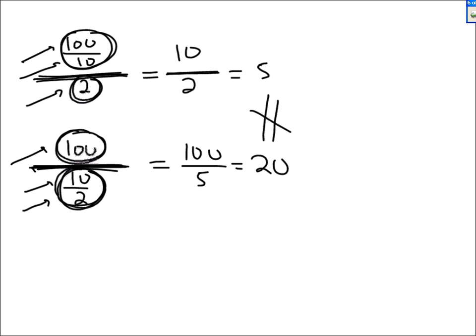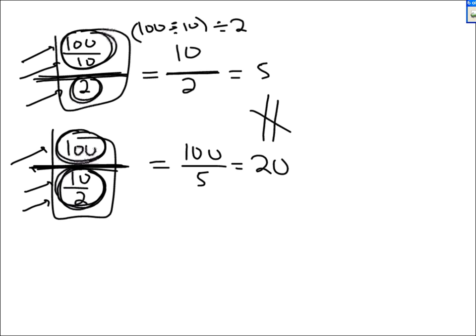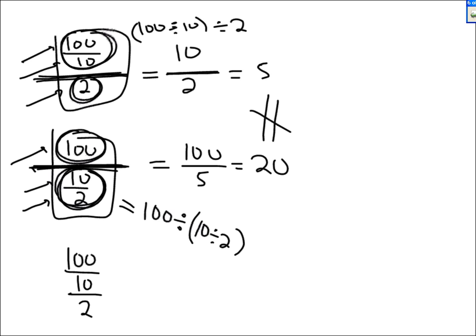Old-fashionedly, we would write this here as 100 divided by 10 divided by 2. This one, using the old-fashioned symbol, would be 100 divided by this, 10 divided by 2. Division does not have the associative law. You can't move the brackets around. So, if somebody asks you how much is this, you should say you don't know.